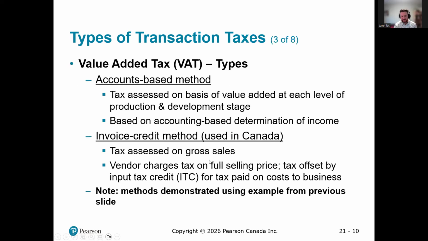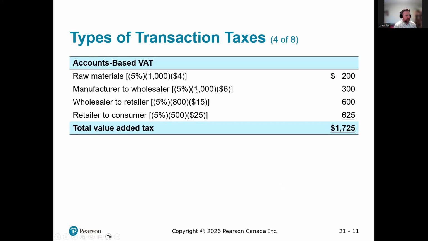So here's the example for it, and then I'll go through the exercise. Accounts-based VAT is looking at the difference in value. The raw materials were sold for $4. There were 1,000 units. If the sales tax rate is 5%, which is our GST, then 1,000 times $4 each is $4,000. 5% of that is $200. So that sales tax, $200, would be collected on that sale.